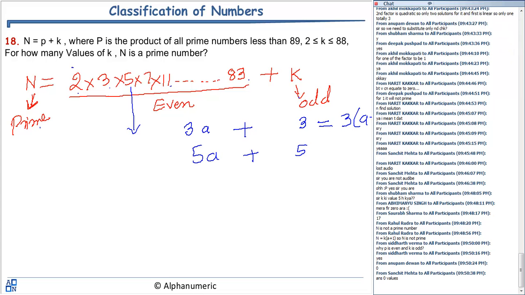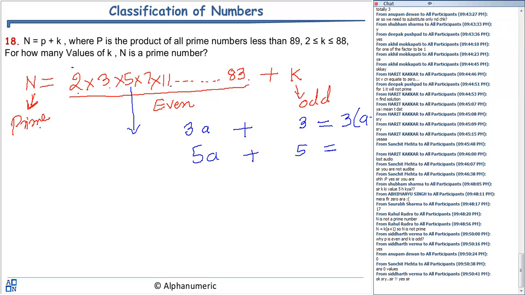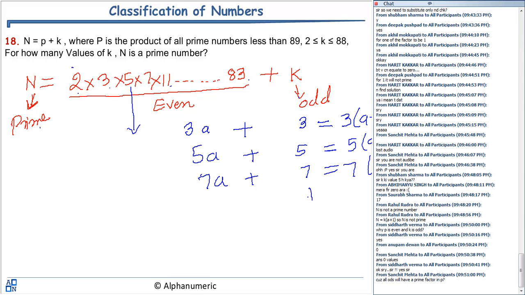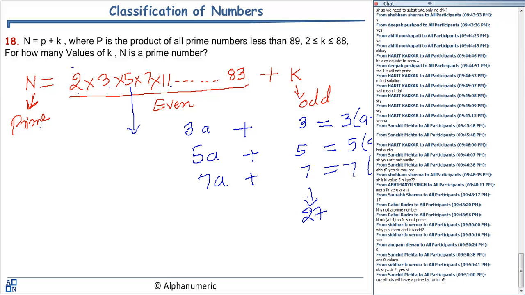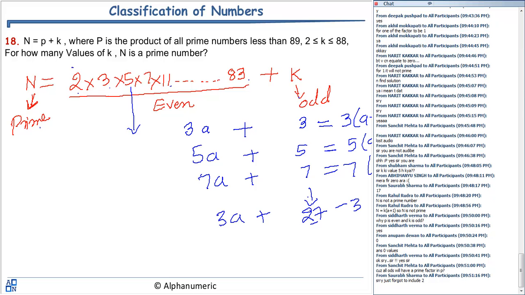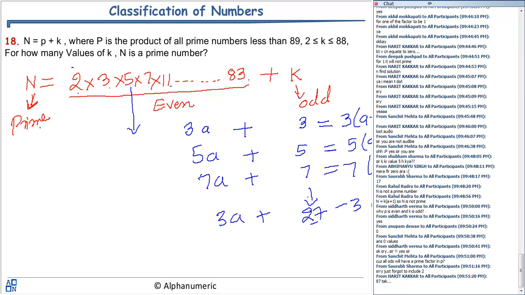Okay. Now, like I was saying, 5a plus 5 will become a multiple of 5. Similarly, if I take 7, then this is a multiple of 7 also, so this will be 7 into a plus 1 and so on. So if you take any values of k till 83, all the composite numbers are made up with the help of a prime number. For example, if I take 27, 27 is a multiple of 3, so 3a plus 27 will come. So this will be 3 into something, a plus 1 or a plus 9 and so on.